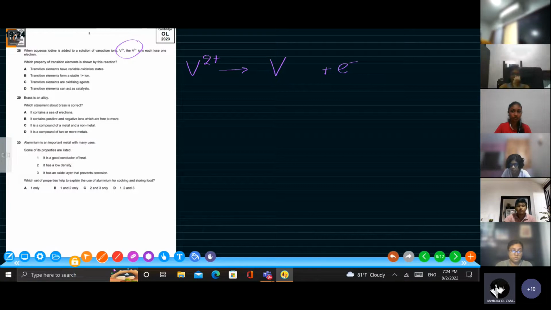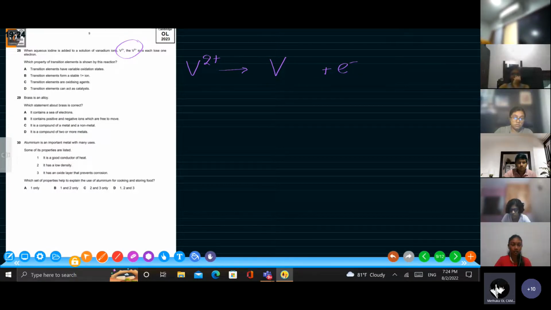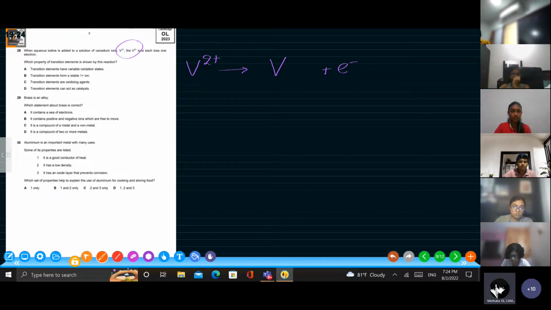Removing an electron is oxidation or reduction? Oxidation, OIL RIG. Oxidation is losing electrons. So if losing electrons is oxidation, the oxidation number has to increase. Therefore, this should be 3+, not +1. So which property of transition elements shows this? Transition elements have variable oxidation states. That's the answer.